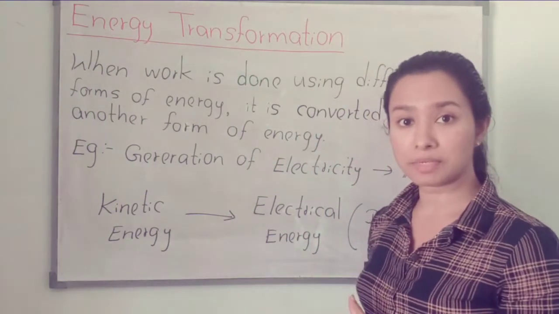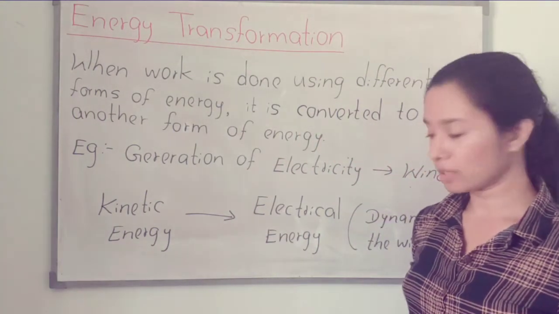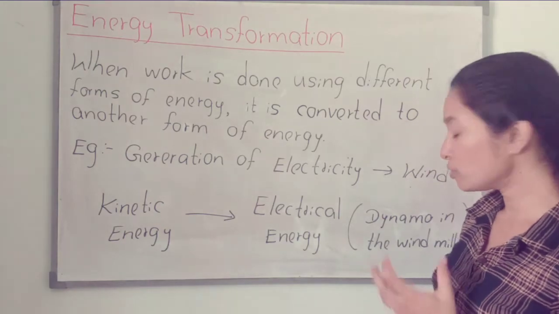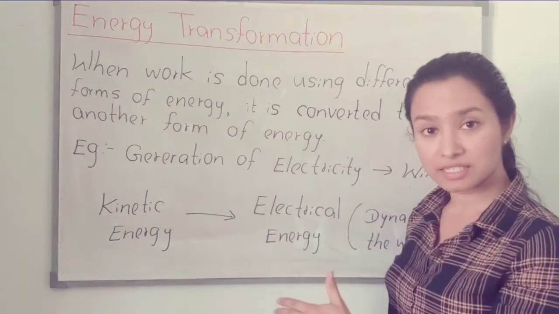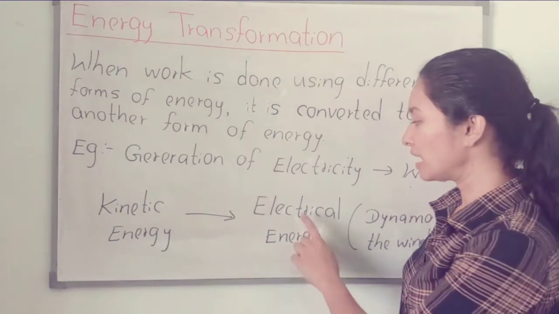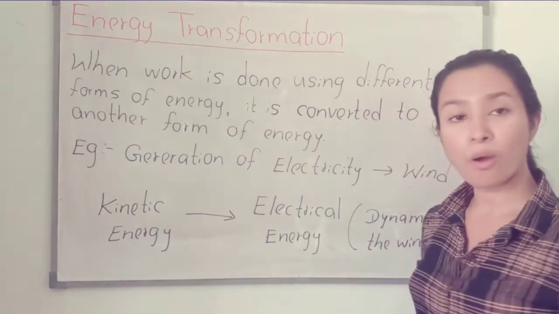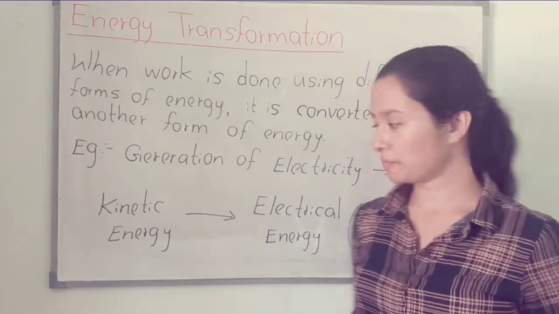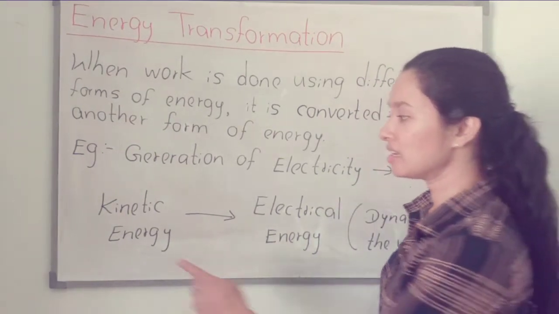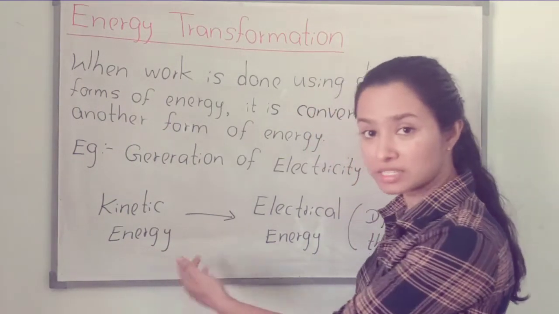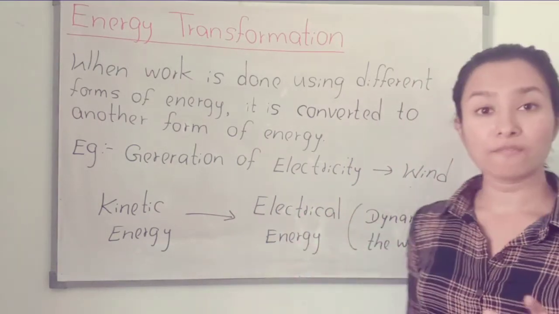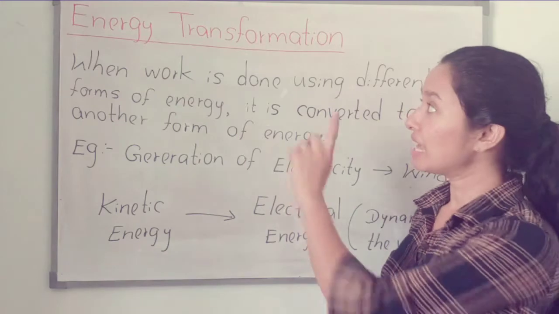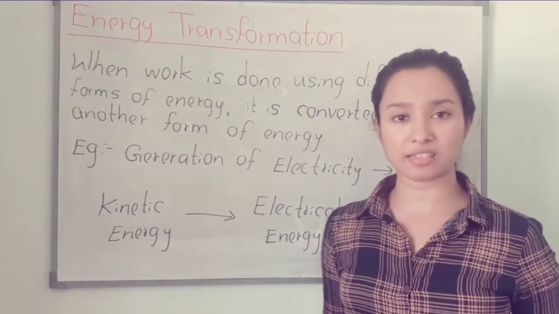In the windmill, there is a dynamo. Using this dynamo, the kinetic energy of wind is converted to electrical energy. So we can generate electricity. Here you can see the kinetic energy of wind is converted to electrical energy. We call this process energy transformation.